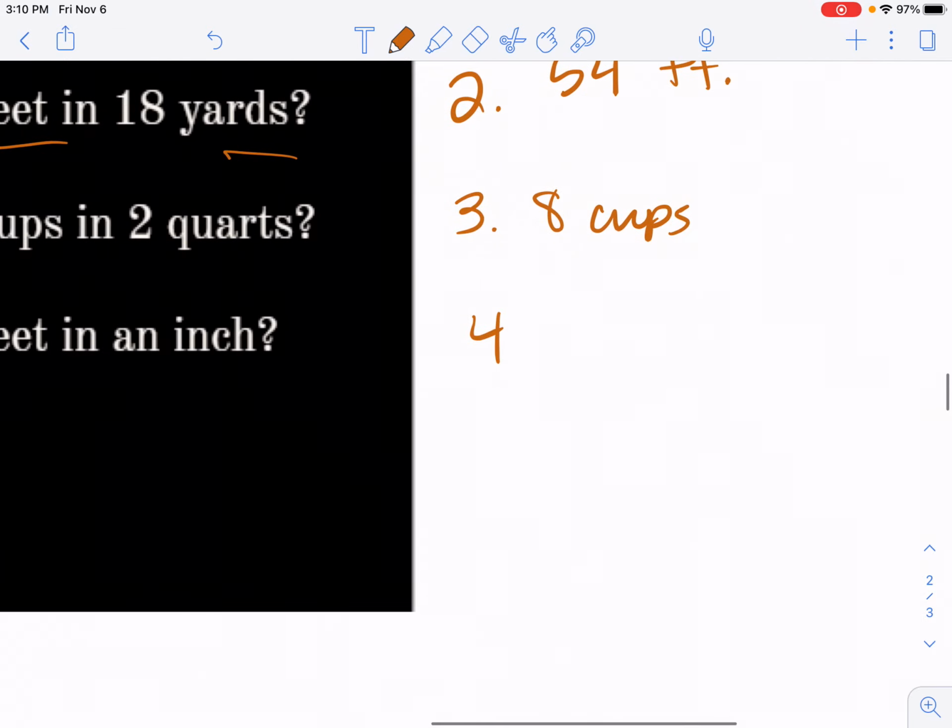So that would be 1/12 of a foot. Sorry, it's asking about feet. 1/12 of a foot. Okay.